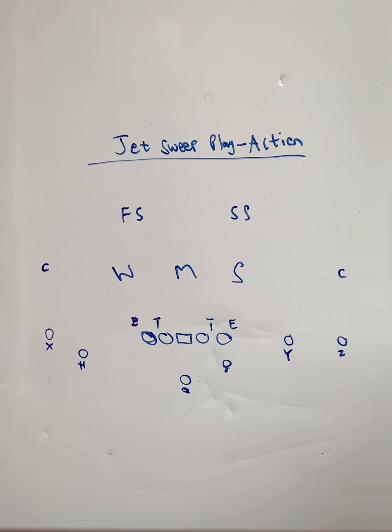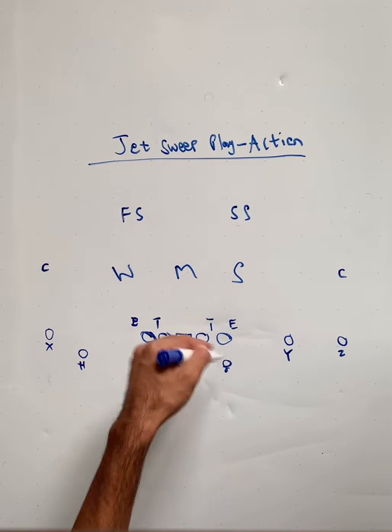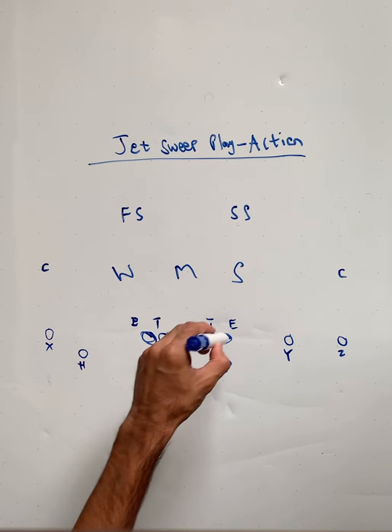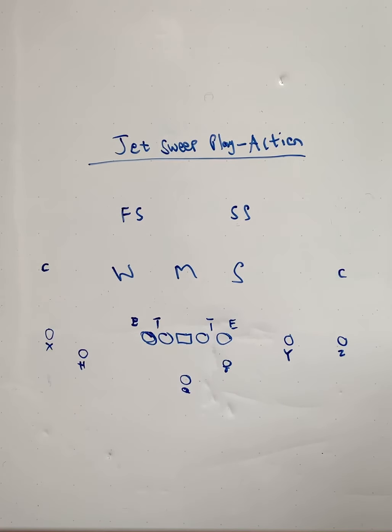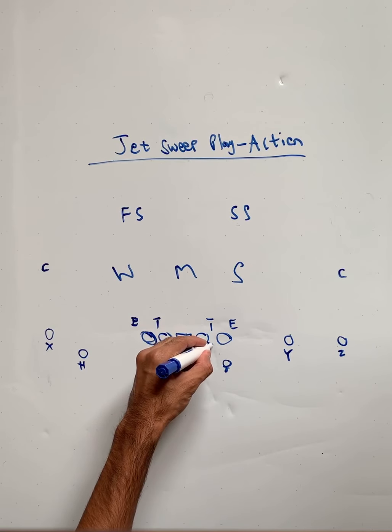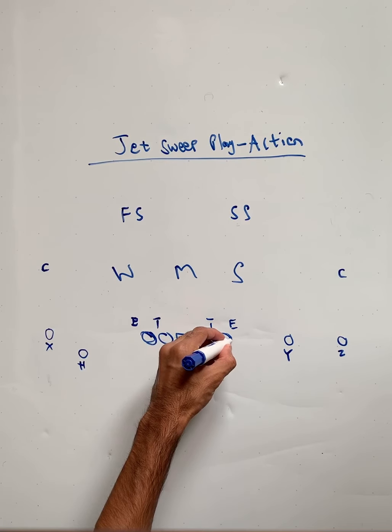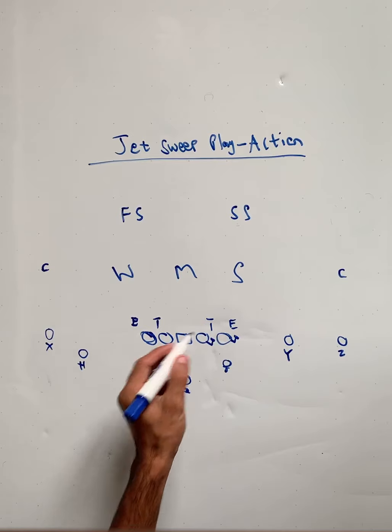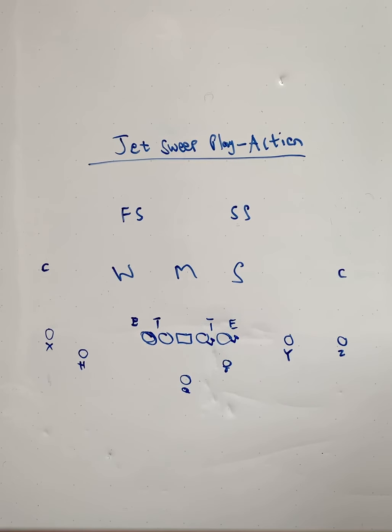So on the front side, or the strong side of the formation, which is going to be the right side here, the front side offensive linemen, being this tackle and this guard, they're going to play man on their guys. So they're going to go to the tackle, to the edge, right? They're going to play man on him.